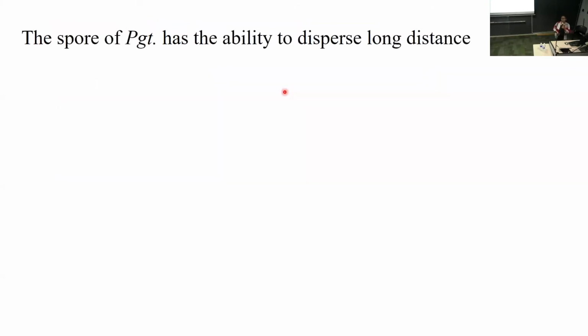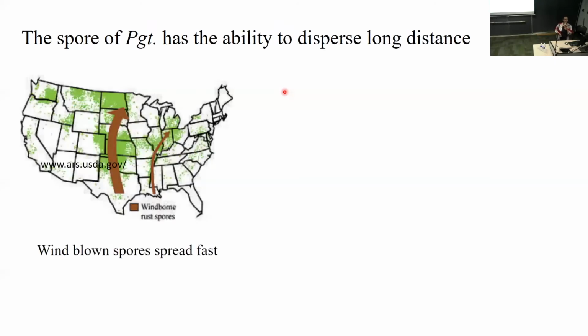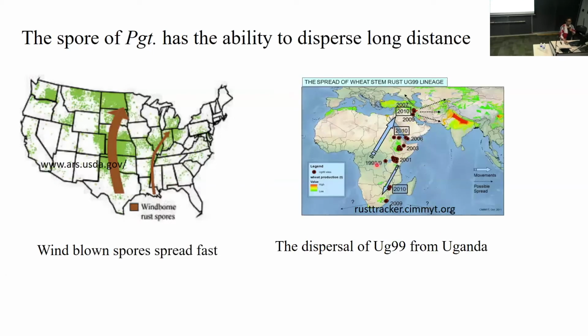The spores of PGT have the ability to disperse over long distances. This is another challenge with this pathogen. As you see from this map, wind-blown spores travel long distances, from the southern parts of the US to the northern parts, and cause damage. And this map shows the dispersal of Ug99 from Uganda in 1999 to Kenya, Ethiopia, Yemen, and the rest of the world. So this nature of the pathogen makes it challenging to manage.